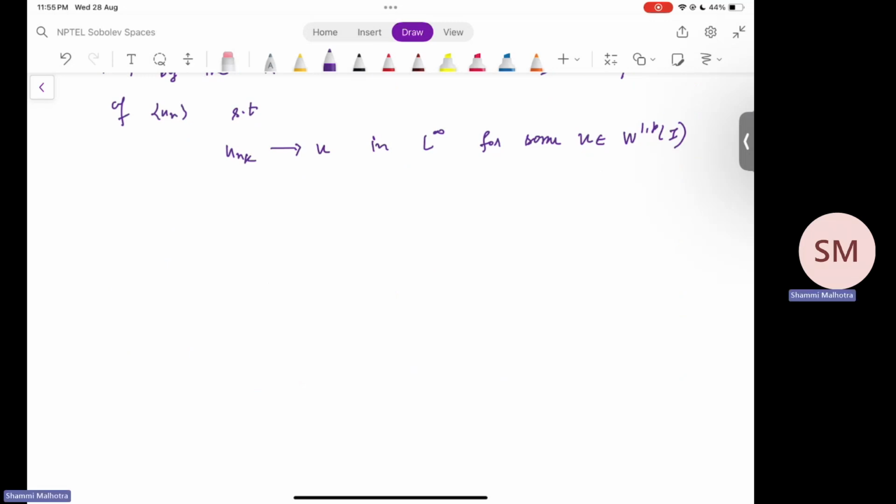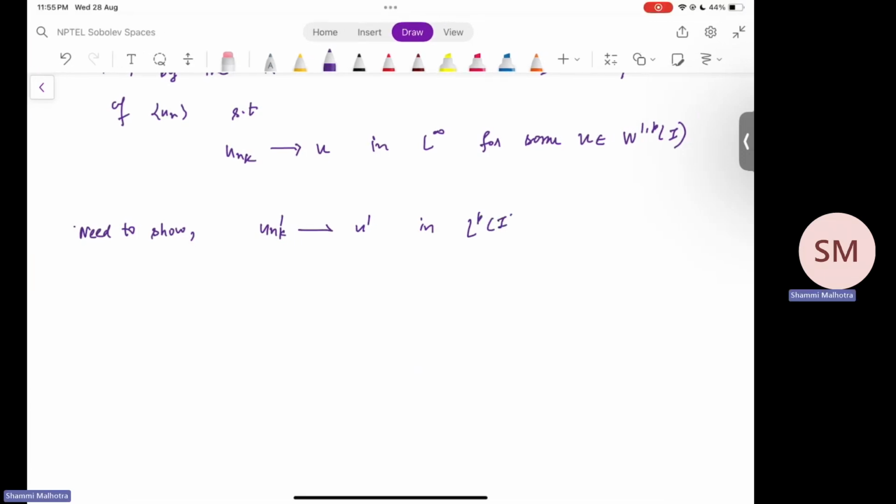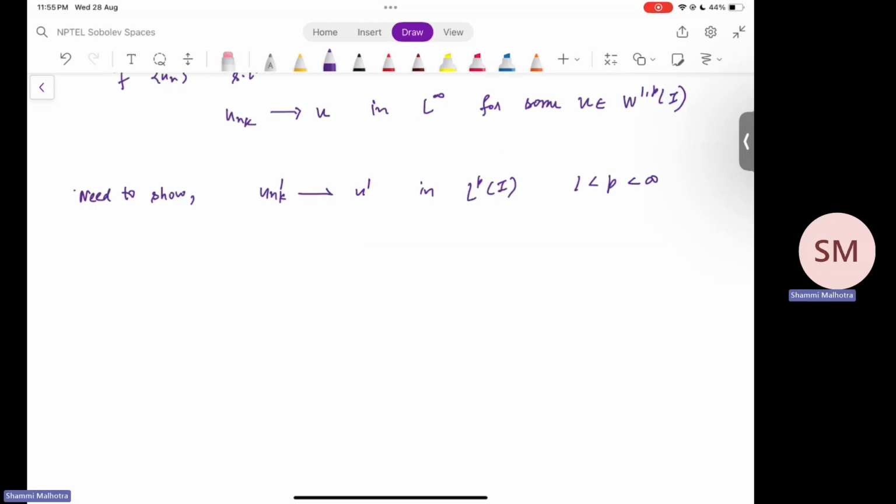Finally, we need to show that u_{n_k}' converges weakly to u' in L^p(I) for 1 less than p less than infinity. So how do we do that? We'll take w to be in L^q(I), which is the conjugate exponent, where 1/p plus 1/q is 1.